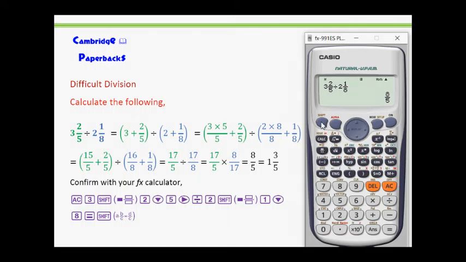So when we press shift SD, we have 1 3/5, which is the same as the result that we calculated previously.